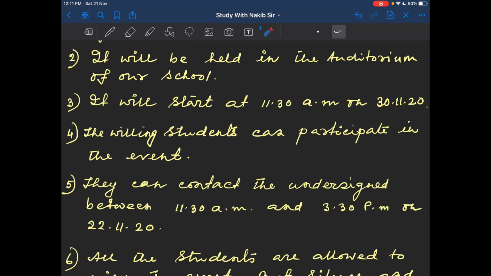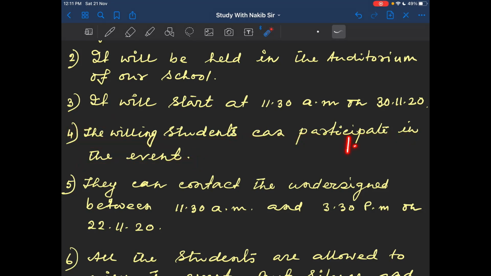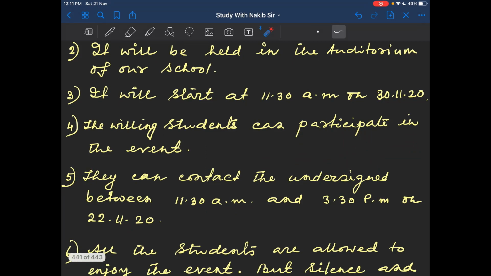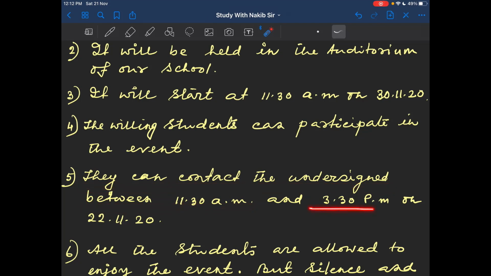Now the next point, for whom it is written. For the willing students and for the rest of the students, the willing students can participate in the event. You have written this sentence for the 4th point, and for this you will get 1 mark. So up to this you have got 4 marks. Now for the 5th point, see. They can contact the undersigned between 11:30 a.m. and 3:30 p.m.